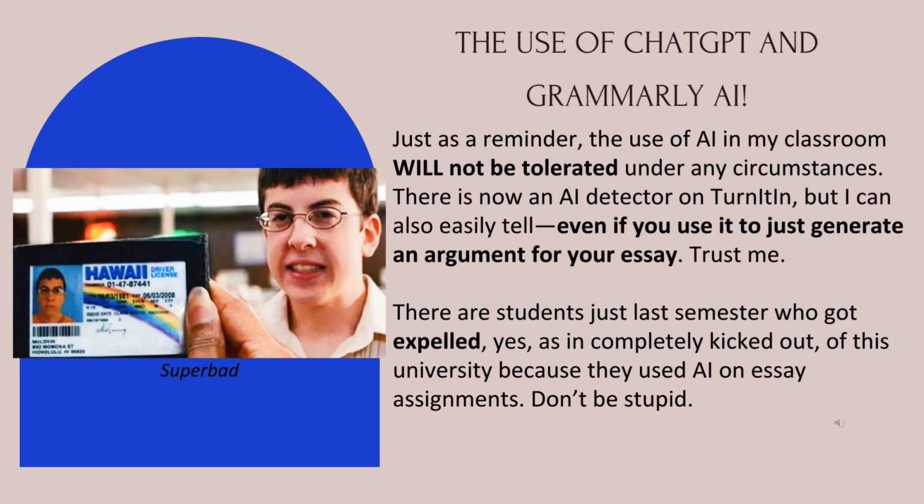Of course, since this is an online class, I do want to make it clear that the use of AI in my classroom will not be tolerated under any circumstances. There is an AI detector on Turnitin, and I do use it as evidence. If it says like 70% AI generated, then of course that's a cause for me to email you. But also, I can just easily tell with the way that ChatGPT and other AI services, even if you use an AI scrambler, how it words things. So even if you use it to just generate an argument of your essay, trust me, I know what it sounds like, and it doesn't sound like a person.